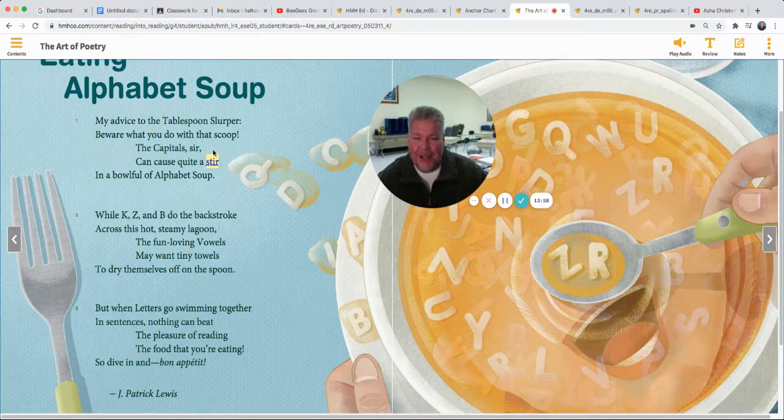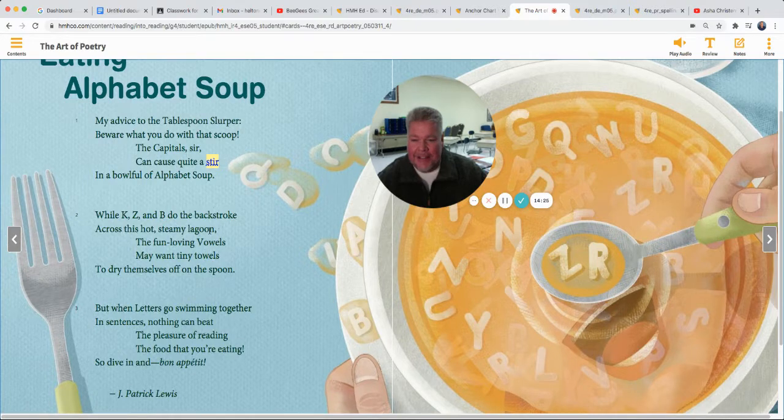Do you think stir is a play of words maybe? Maybe you stir your soup, but also the letters, the capital letters can cause quite a stir. They can give you some excitement. Maybe they spell a word. See any words spelled here with these letters? K, Z, and B do the backstroke. What's that? Can they really do the backstroke? Can noodles and soup, that's personification, isn't it? Giving them the ability to do something only humans can do.